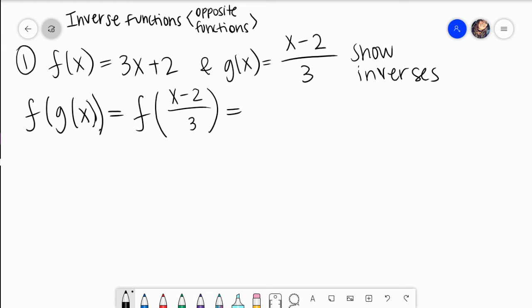So now I look at my f of x function. If you notice up top, I have f of x equals 3x plus 2. But what I'm doing right here is f of (x minus 2) divided by 3. So what that's saying is that wherever you see an x, it's now going to be this fraction. So what we have is 3, there's an x, so this is where my fraction goes. And then my function had a positive 2 at the end.